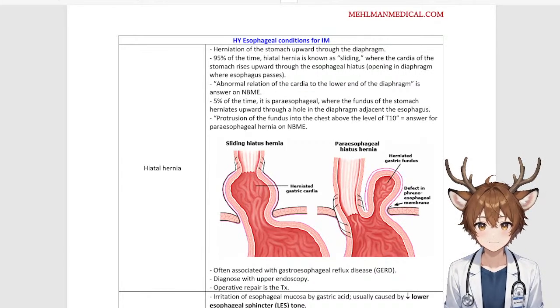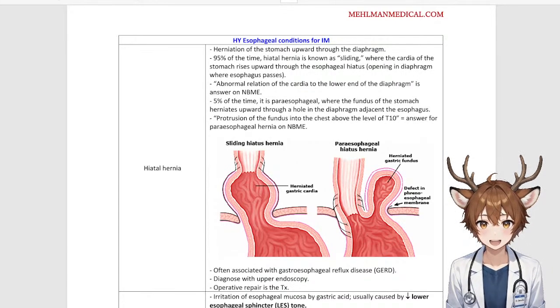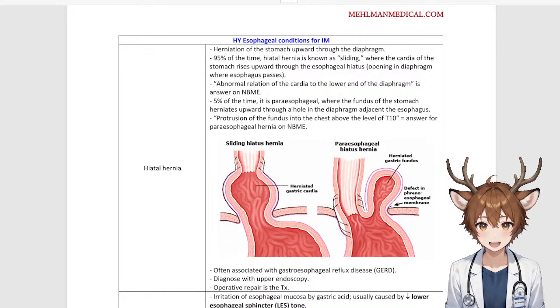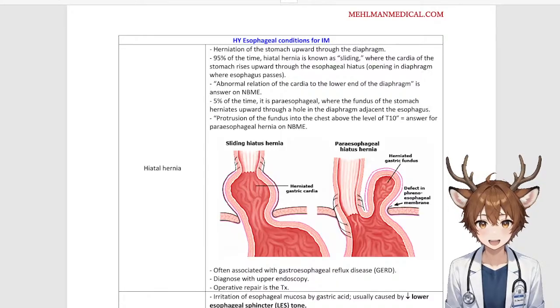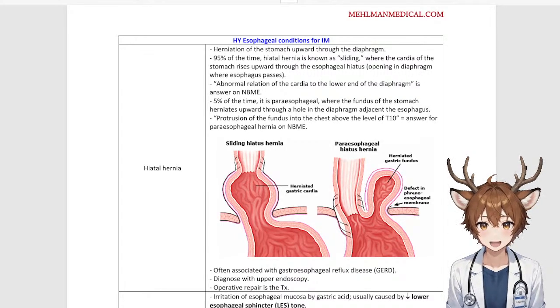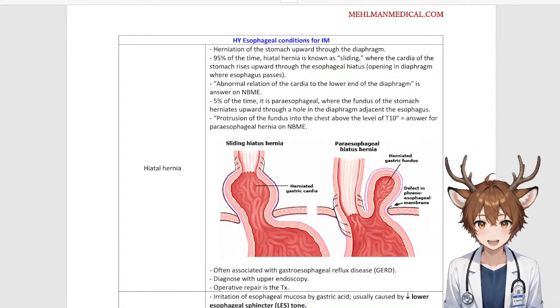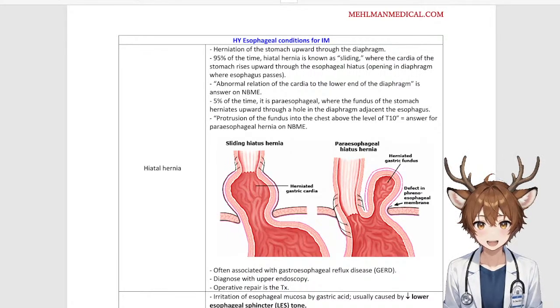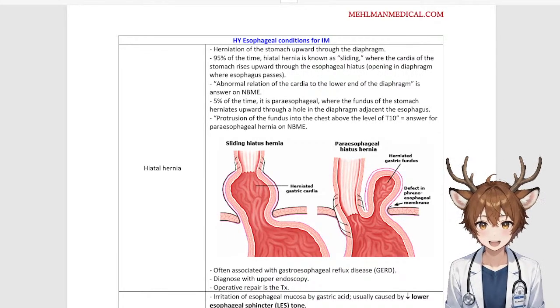Okay, we're back. High-yield esophageal conditions for internal medicine. So basically, I think my suspicion's correct, because we're going to the esophagus now. Hiatal hernia. Herniation of the stomach upward through the diaphragm. 95% of the time, hiatal hernia is known as sliding, where the cardia of the stomach rises upward through the esophageal hiatus, opening in diaphragm where the esophagus passes.